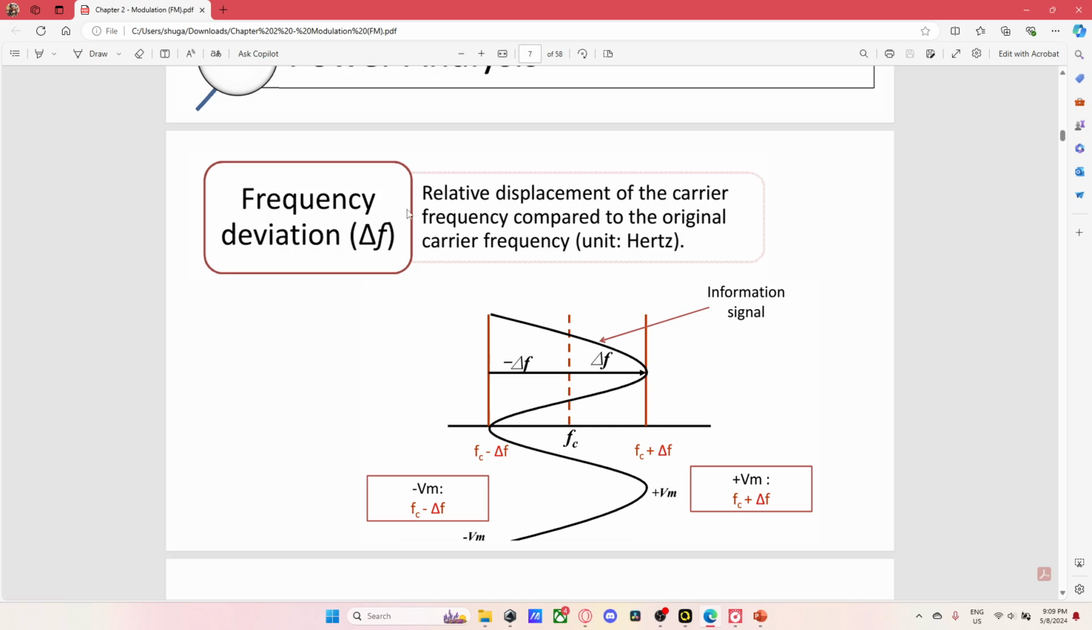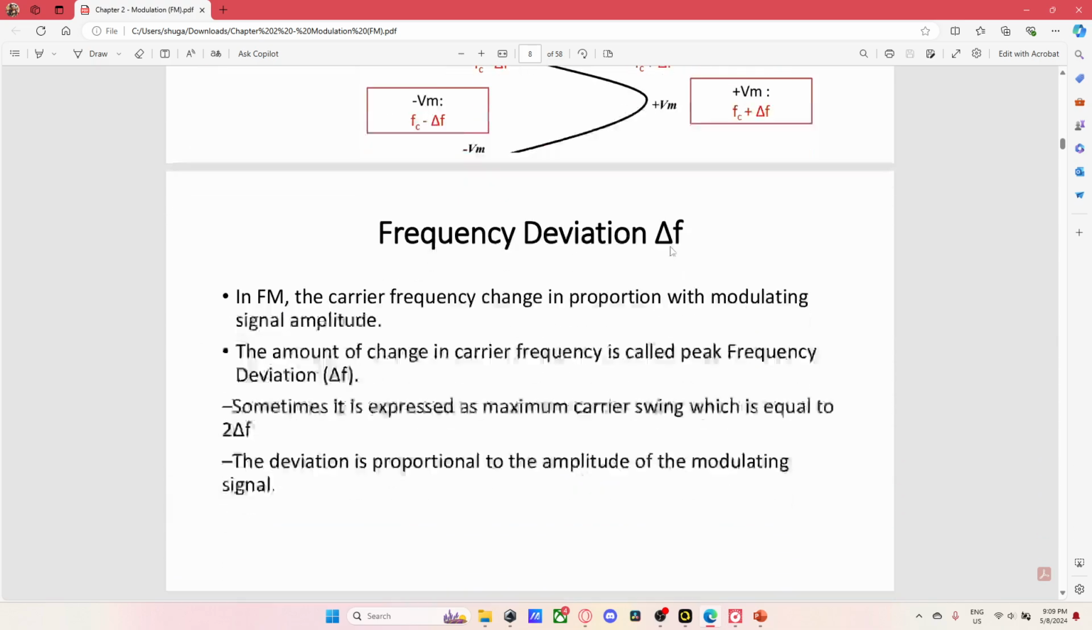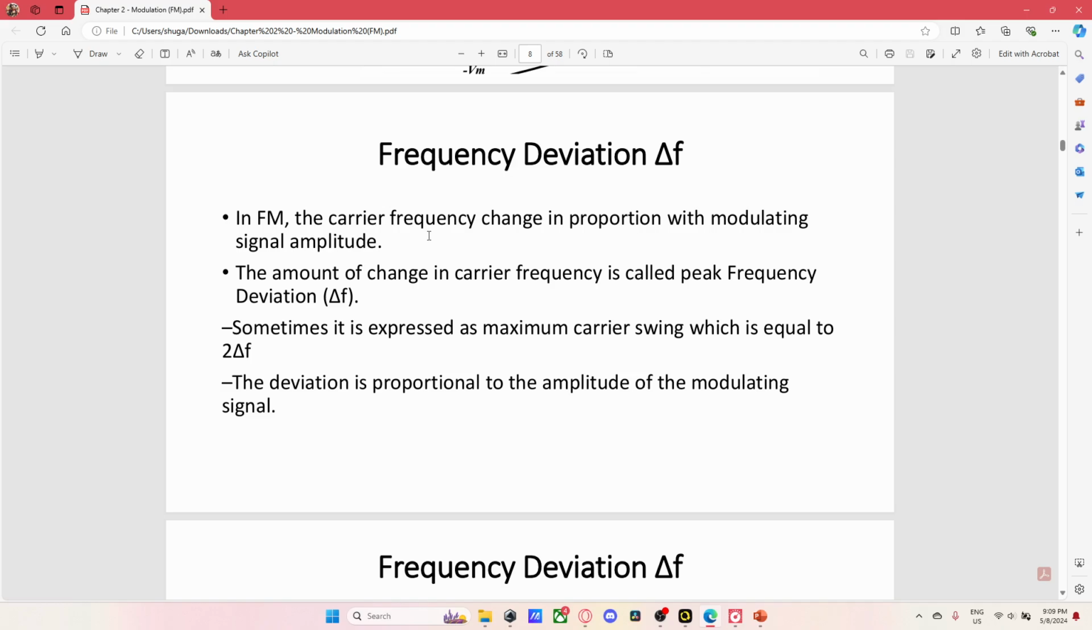Okay, let us go through frequency deviation, or delta F. It is the relative displacement of the carrier frequency compared to the original frequency, in units of hertz. In FM, the carrier frequency changes in proportion with the modulating signal amplitude. The amount of change in carrier frequency is called peak frequency deviation, and sometimes it is expressed as the maximum carrier swing, which equals 2 delta F.